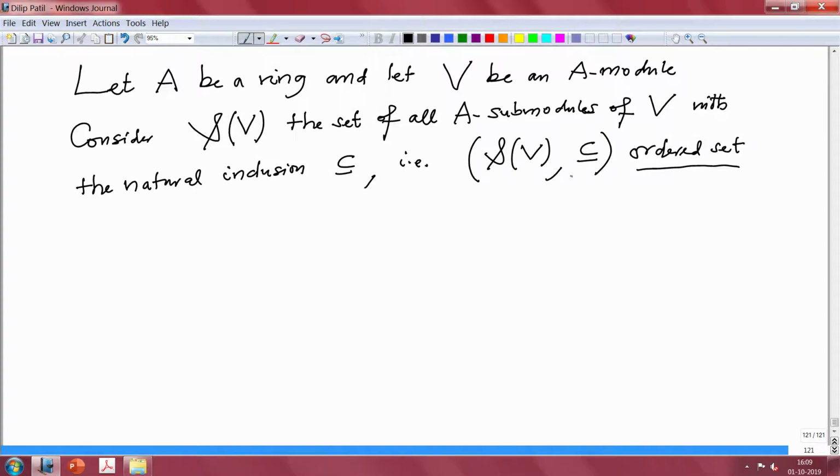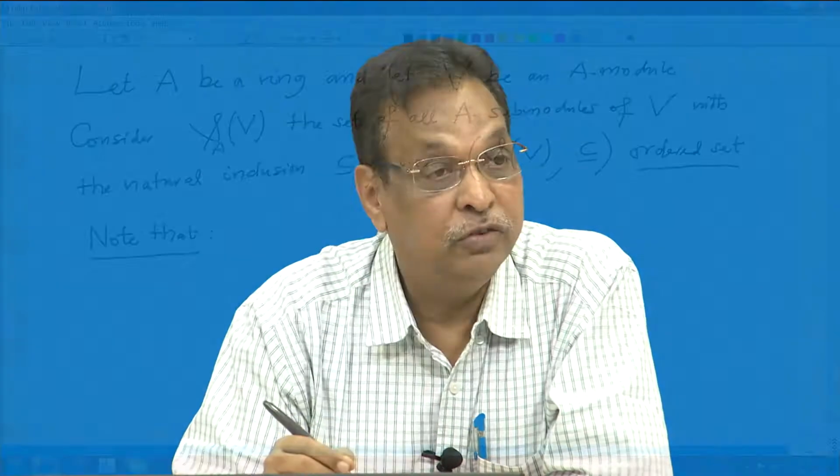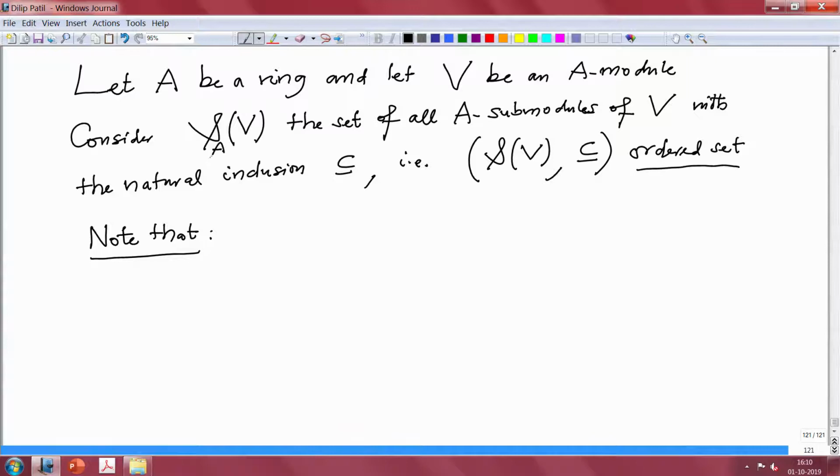That is clear, because what do you have to check? Reflexivity is clear, every submodule is contained in itself. Anti-symmetry is also clear, because if a submodule is contained in another submodule and that another one is contained in this, then they are equal, and transitivity is also obviously clear. So, this is an ordered set. And okay, before I go on, note that, first of all I would also like to denote that A here, because just to remember, V is an A module and we are considering A submodules. Sometimes I may drop it also, but it is understood.